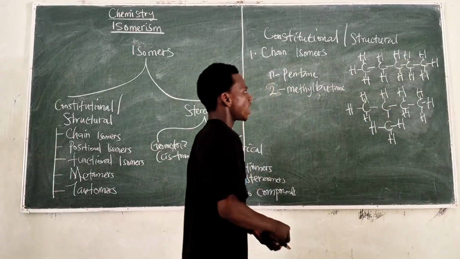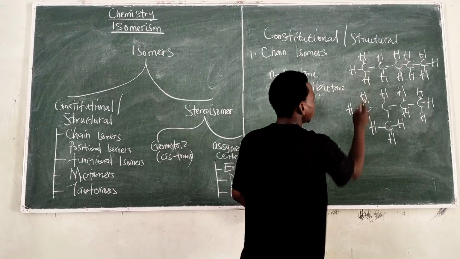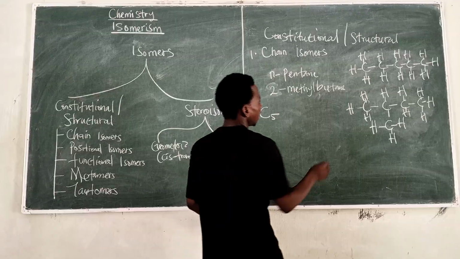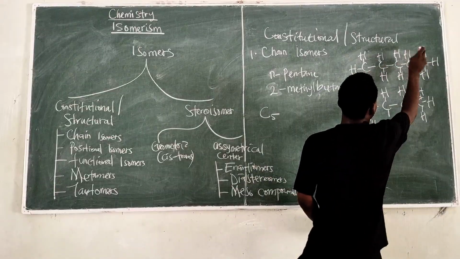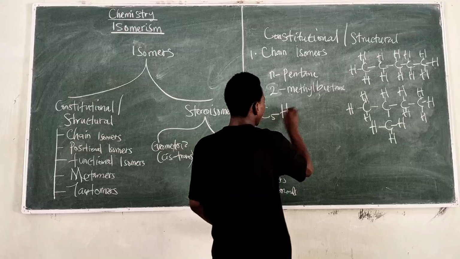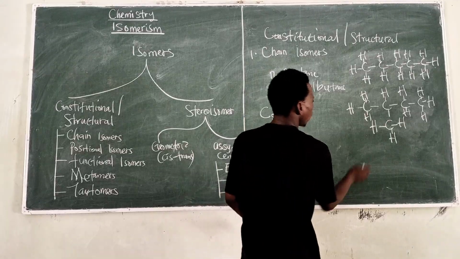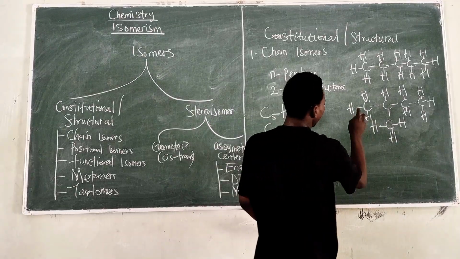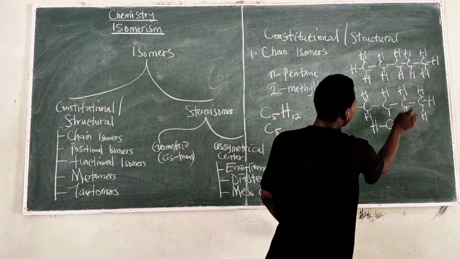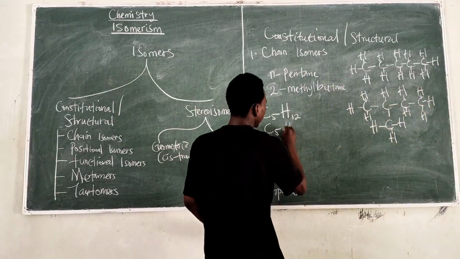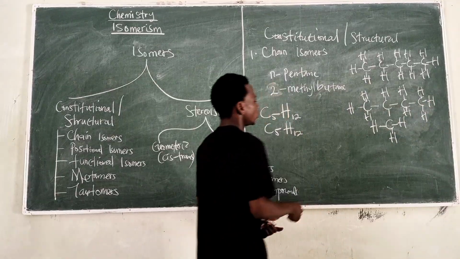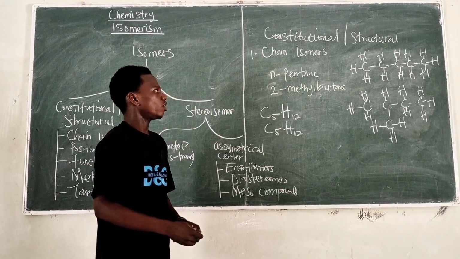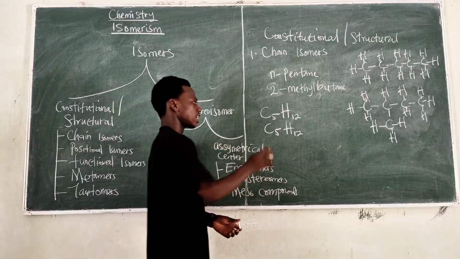So going by the number of atoms we have in these structures, we believe that there are 5 carbon atoms and 12 hydrogen atoms. Here we also have 5 carbons and 12 hydrogen atoms. So chain isomers are compounds with the same molecular formula but different carbon skeletal structure.